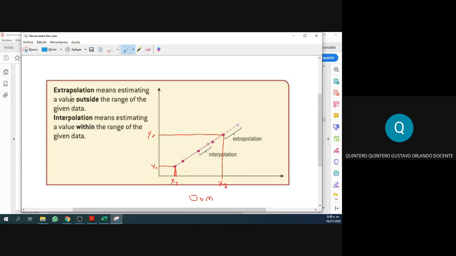Right? Now, the domain is the interval of the data in the X variables, and the range is just that, but with the Y. This is the range. Domain in X, range in Y. The interval of the data in the X's is the domain. The interval of the data in the Y's is the range, right?